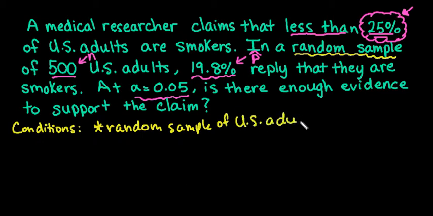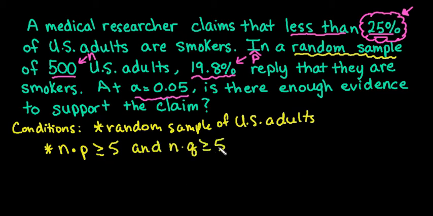The second condition that is used is that n times p has to be greater than or equal to 5, and n times q has to be greater than or equal to 5. This is the condition that allows us to use the normal distribution to approximate a discrete probability distribution. Okay, so this was a binomial distribution because we're talking about people, and people are either going to say yes or no to the question of, are you a smoker?